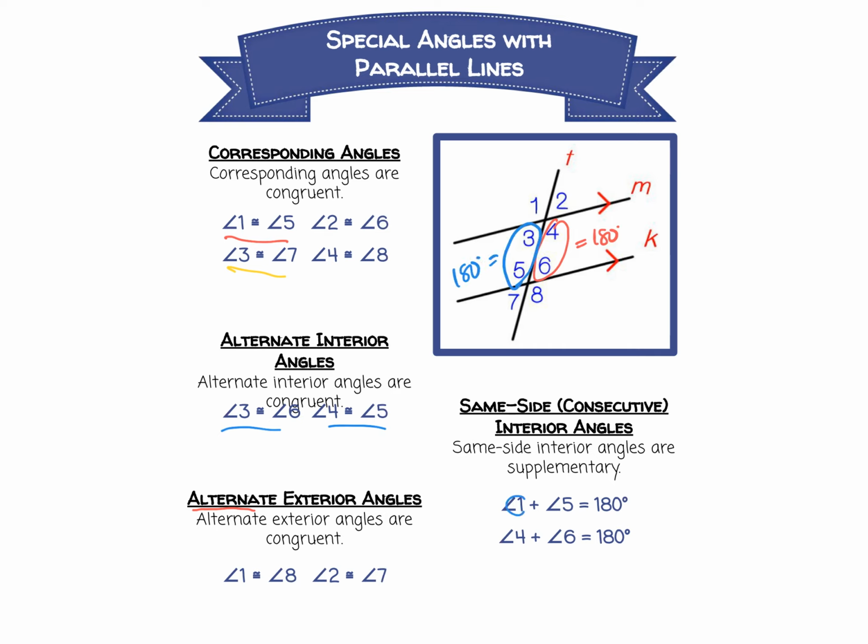Now down here you'll notice I have a typo. This should not be angle 1, it should be angle 3. So angle 3 plus angle 5 equals 180, and angle 4 plus angle 6 equals 180.